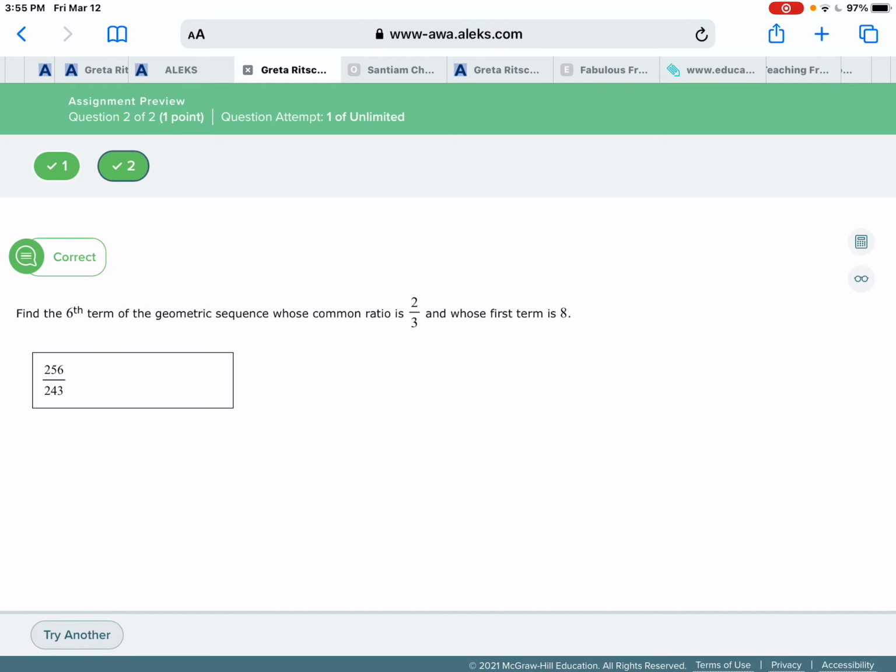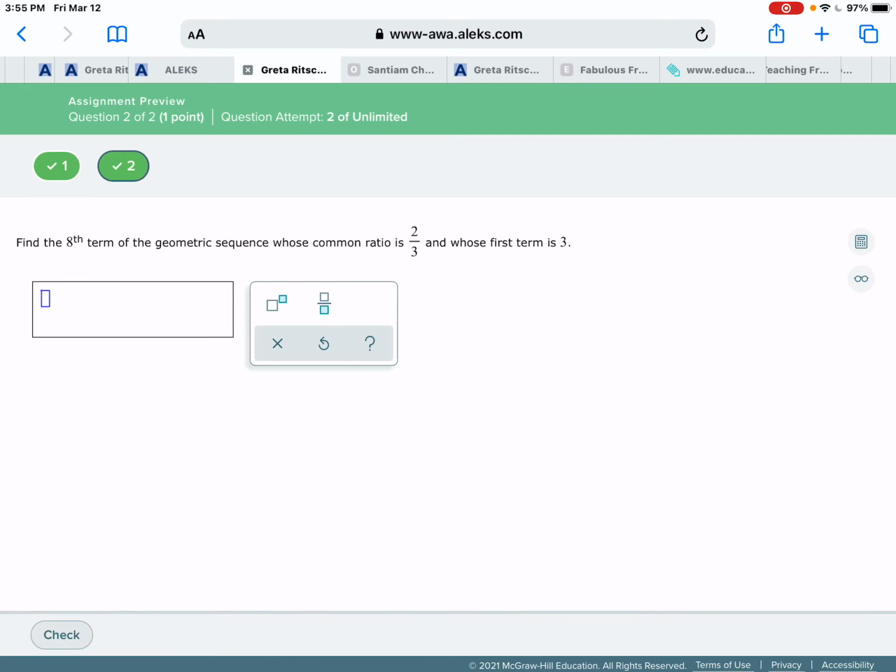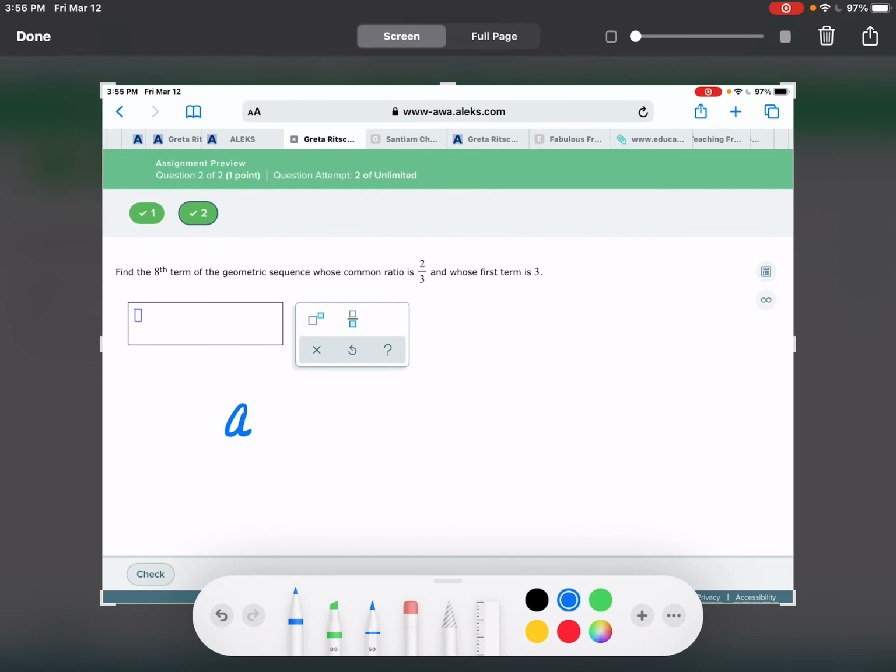Find the 6th term of a geometric. Oh, I did that one before. Try another. Find the 8th term of a geometric sequence whose common ratio is 2/3. First term is 3. So again, we are going to think about this format. A sub anything equals a sub 1 times my ratio, geometric ratio, to the n minus 1.